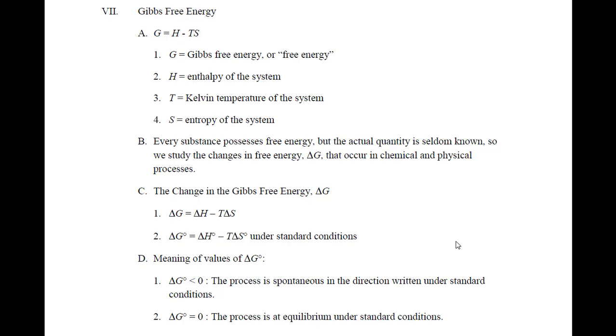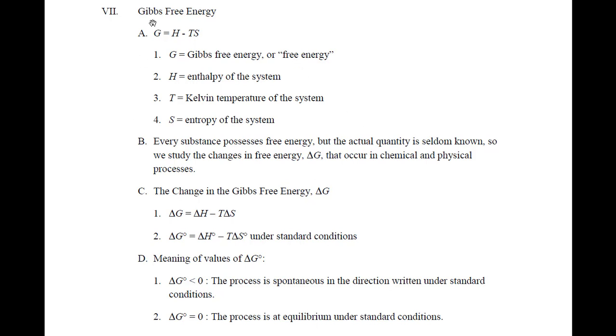Chem 106, Chapter 18, Chemical Thermodynamics, Lecture 2. In Lecture 1, we talked about entropy. In this lecture, we're going to focus on the Gibbs free energy. Gibbs is a scientist who worked out the idea about free energy, which means the energy that's available to do work. It's not literally free. It's energy that's available to do work.